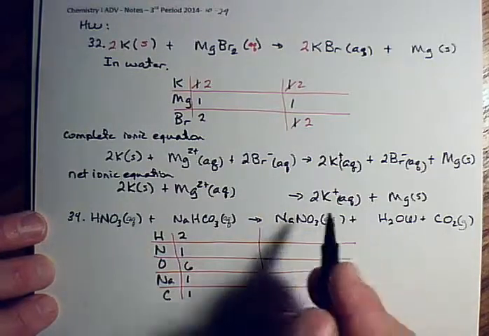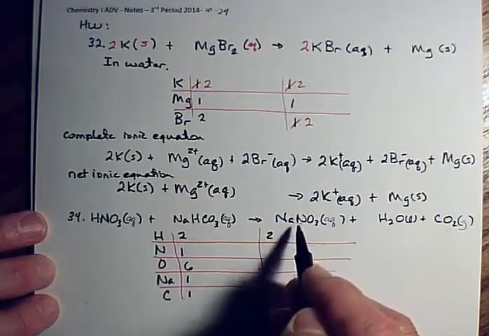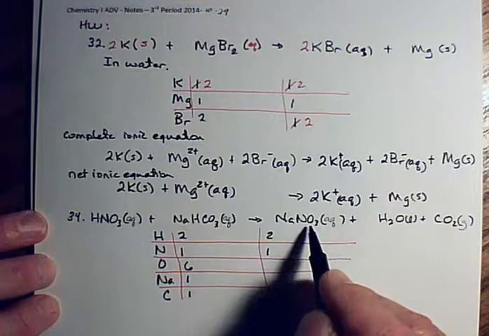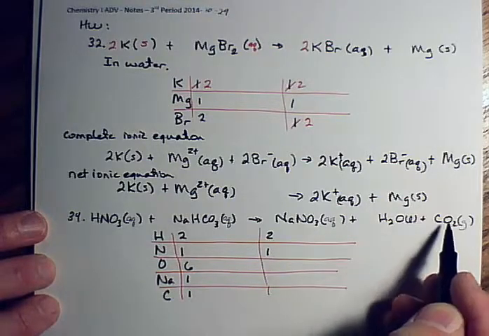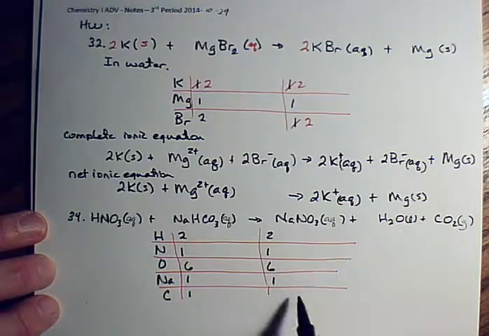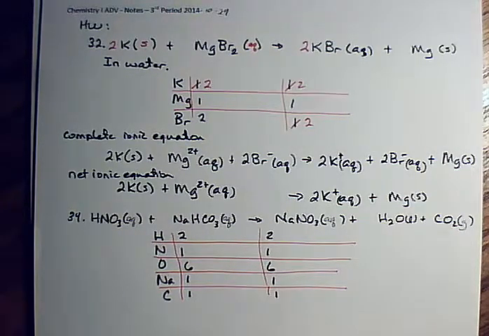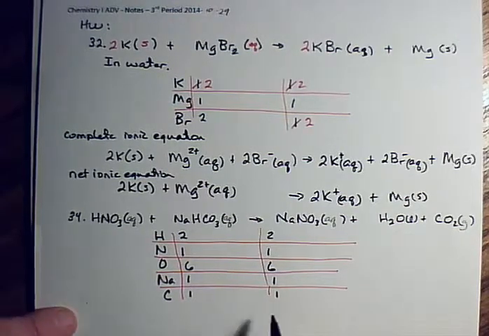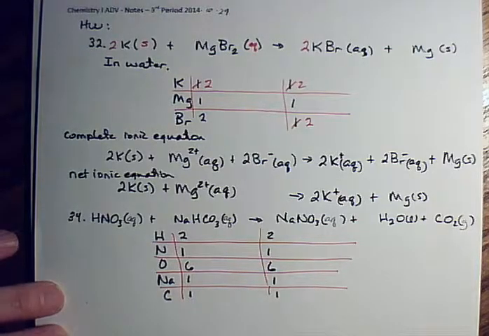So over on the other side, I've got 2 hydrogens, 1 nitrogen. I've got 3 oxygens here, 1 here, and 2 here. That's 6 oxygens. I've got a sodium and 1 carbon, so that's already balanced. Okay, so you didn't have to really balance this one, but you do have to show me the atom inventory because I'm from Missouri. All right.